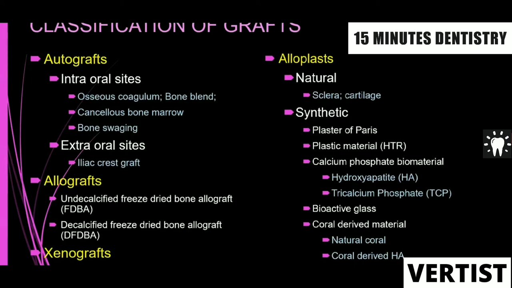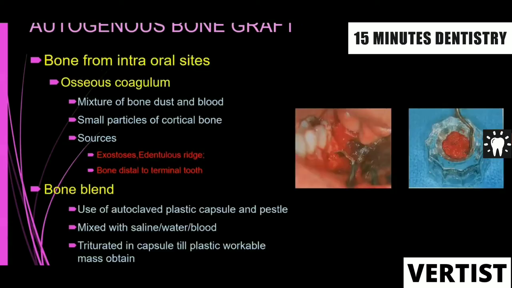Alloplasts are natural or synthetic. So synthetic ones are plaster of Paris, HTR material, the calcium phosphate materials, bioactive glass and the coral derived material. These are again available in the market. So we'll go through them one by one in detail. So the first thing is the osseous coagulum.